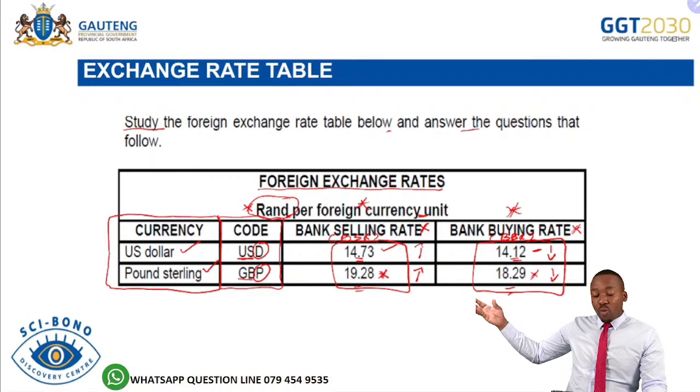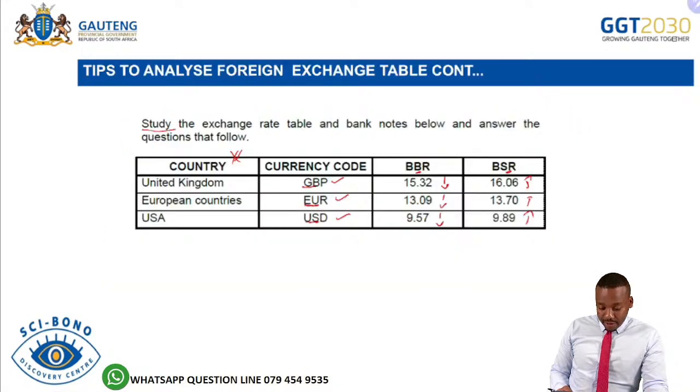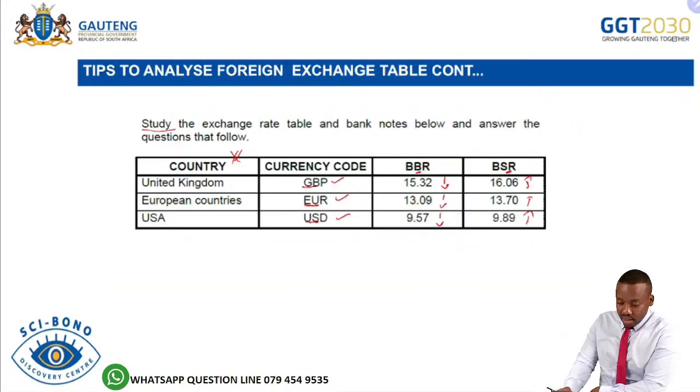Hence, those people, when they come here, they get more money for their foreign currency because of the value of their currency. It is higher than ours. Right?